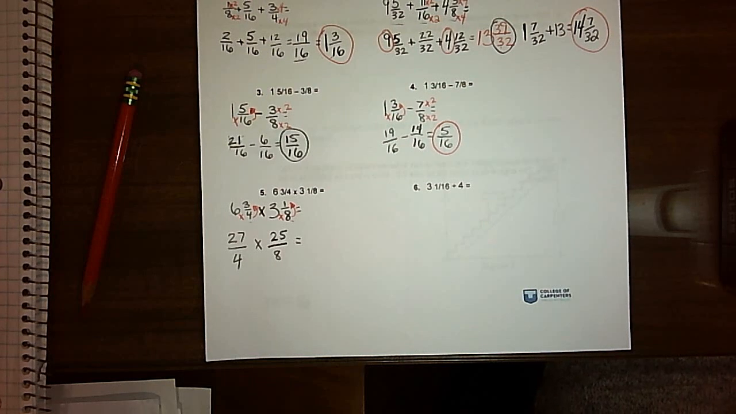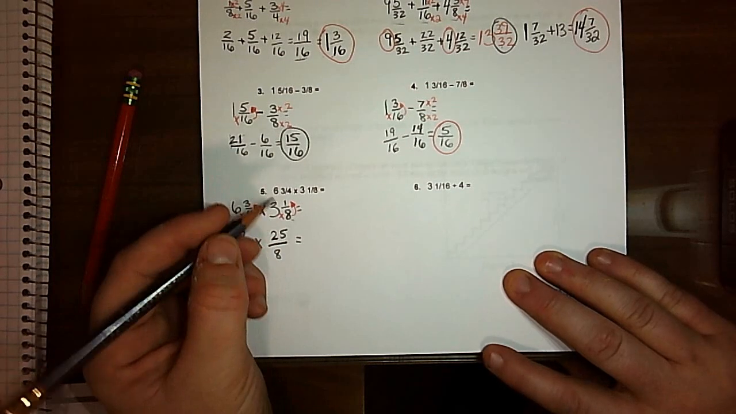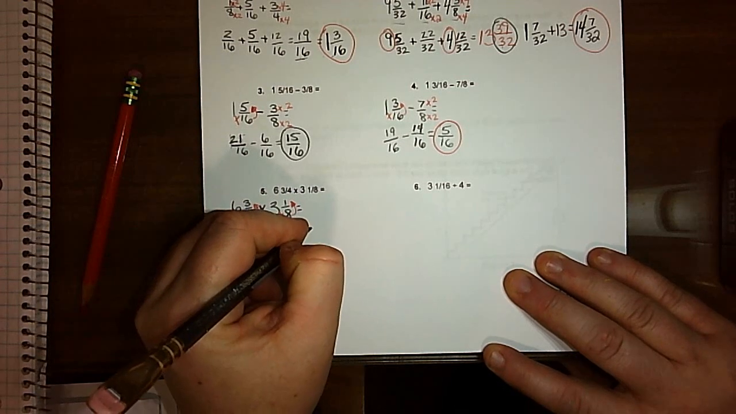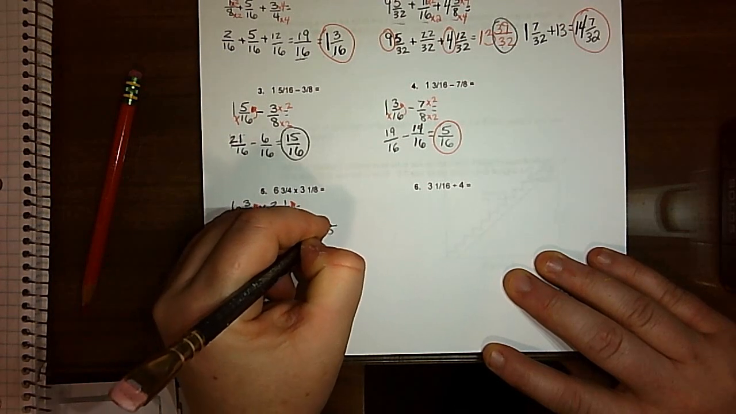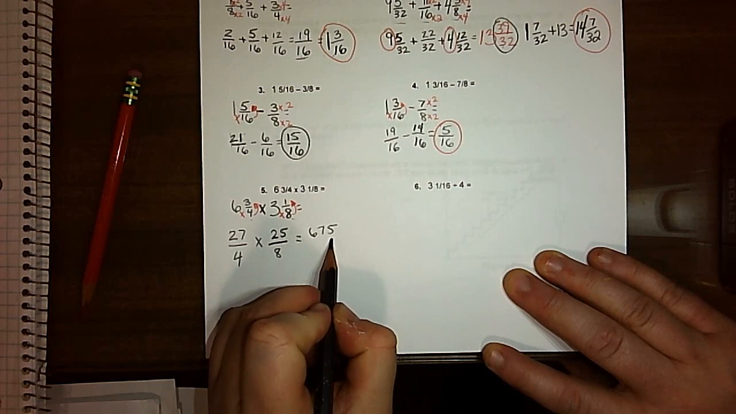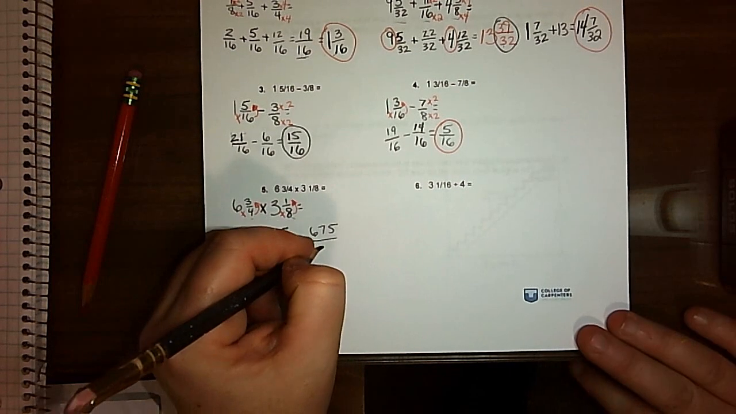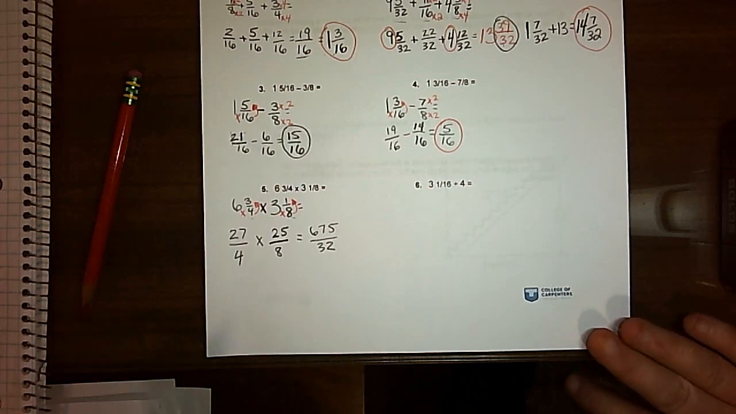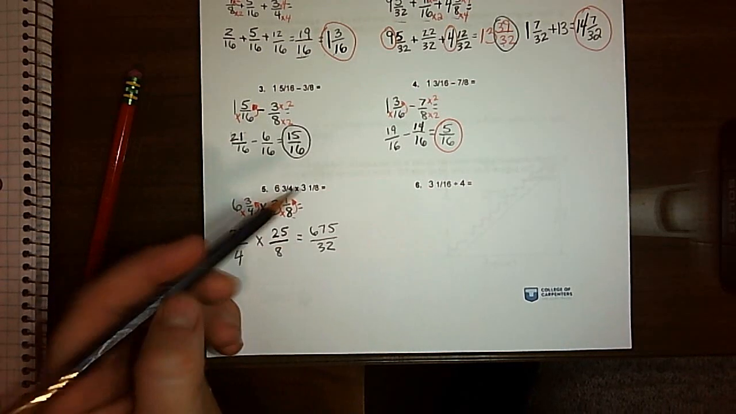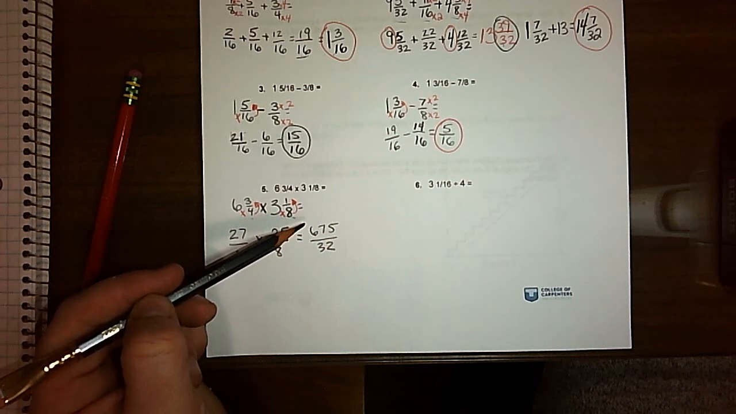So 27 times 25. You can either long multiply or pull out your calculator real quick. But I got 675 over the 32. Right, that's a huge number. So again, here's that improper fraction.